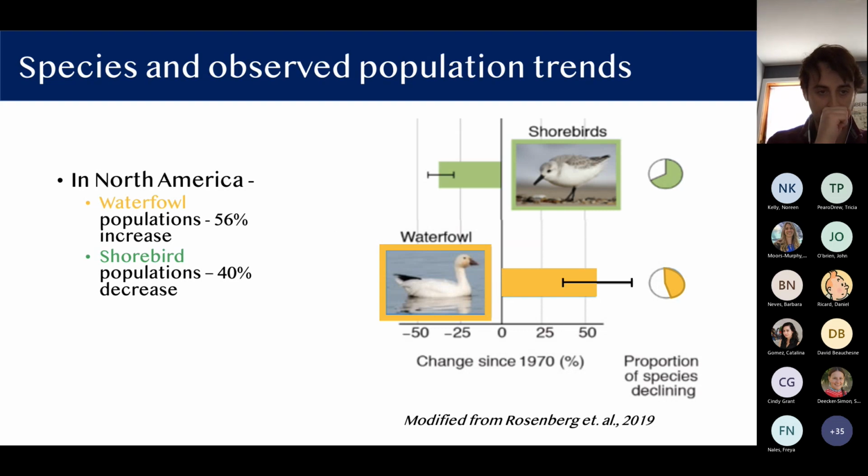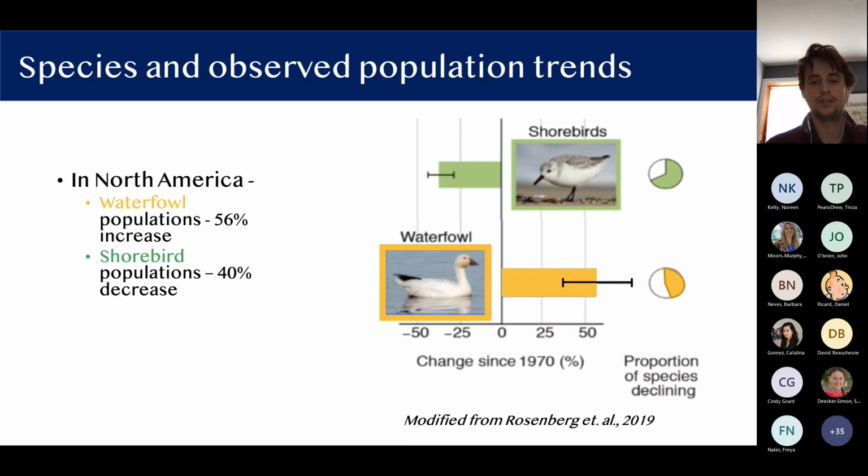Now, in terms of bird species that we will be focusing on, obviously there are a lot of birds that breed in the Arctic, but we will only be focusing on waterfowl and shorebird populations. Waterfowl and shorebirds are interesting because they both like to use coastal habitats as staging areas during their migration. However, despite the fact that they are commonly found in the same habitats, they have drastically differing population trends.